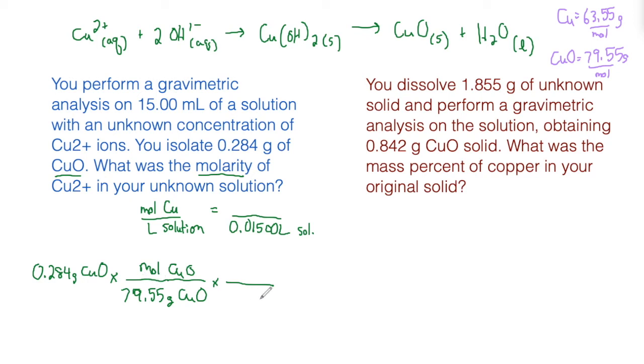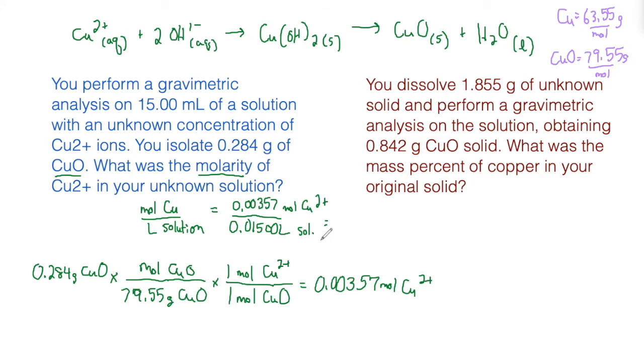And then once we have moles of copper 2 oxide, it is a 1-to-1 ratio between copper 2 oxide and copper ions. Then we divide that 0.00357 moles by the 0.01500 liters, and we can figure out that our original solution was 0.238 molar in copper 2 ions.